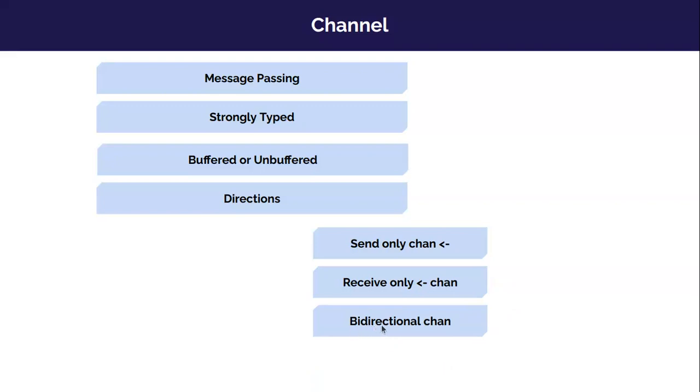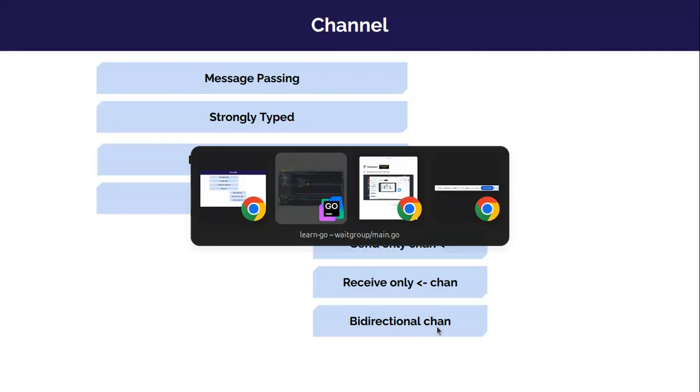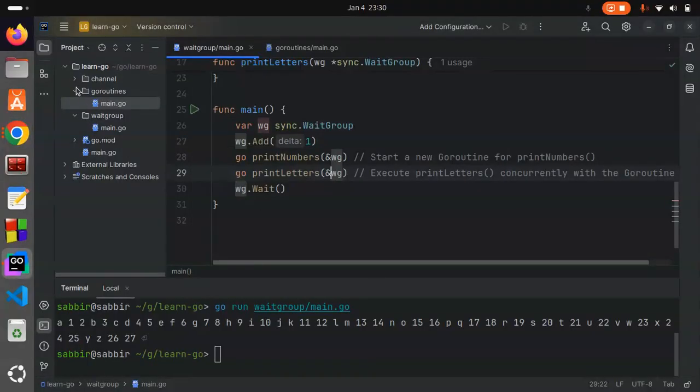And another is bidirectional channel. If we don't specify this sign here or here, then this will be a bidirectional channel. A bidirectional channel can act like send only or receive only, both. It can send data and also receive data at the same time. Okay, let's see an example.